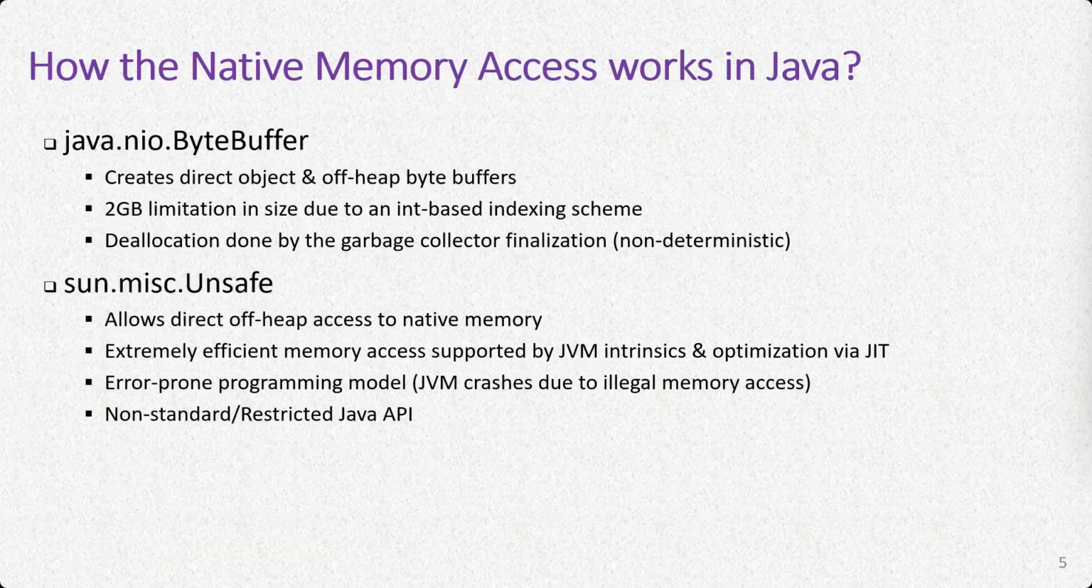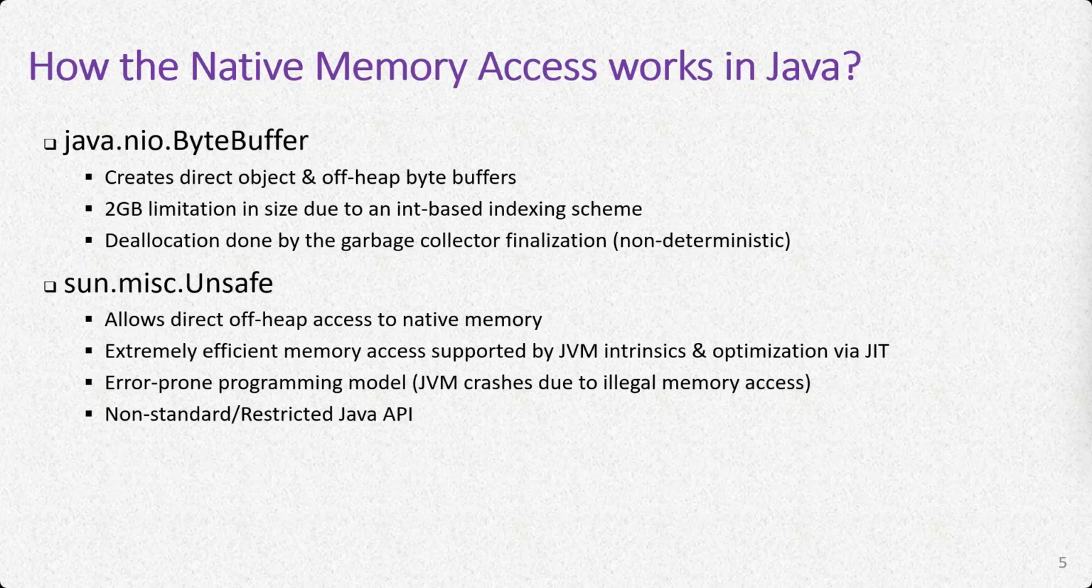In terms of native memory access, Java basically provides two ways to do that: the byte buffer and unsafe APIs. Byte buffer is a lightweight solution to allocate native memories whose lifetime is controlled by the GC-cached finalizer. The problem with the byte buffer is that it has a 2 gigabyte limitation in size. That's something restricted by the underlying index scheme.